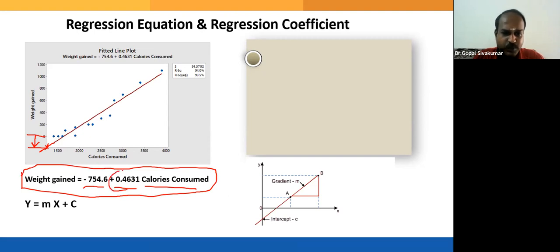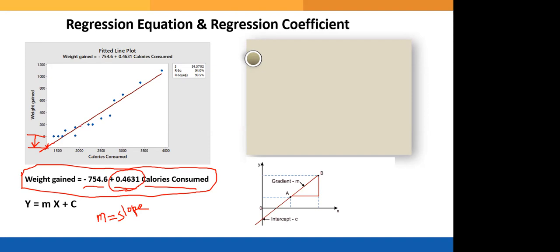For example, let me tell you how this 0.46 comes. What is m? What is our understanding? We all studied maths in graduation as well as school. What is m? M is slope. Am I right? M is not mass. M is slope of the straight line. Slope means the angle it makes with the x-axis. How much is the angle it makes with the x-axis?